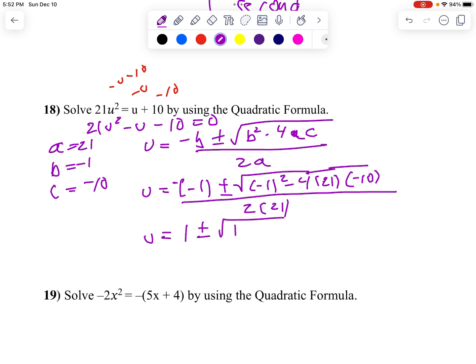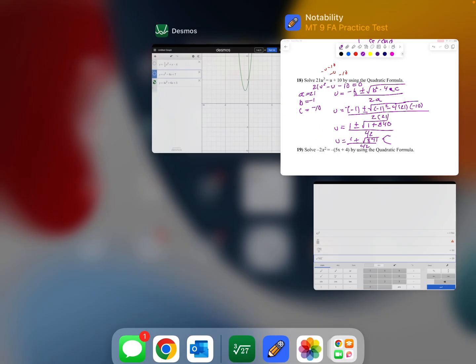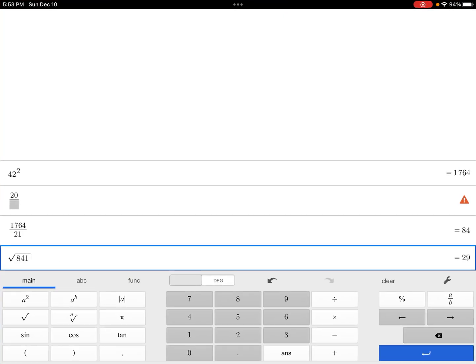And then a negative times a negative is a positive, 4 times 21 times 10. So 4 times 21 is 84, 840, all over 2 times 21, which is 42. And then we're going to say u equals 1 plus or minus the square root of 841 all over 42. Now, 841, I wonder if I can just take the square root of that. If not, oh, there it is.